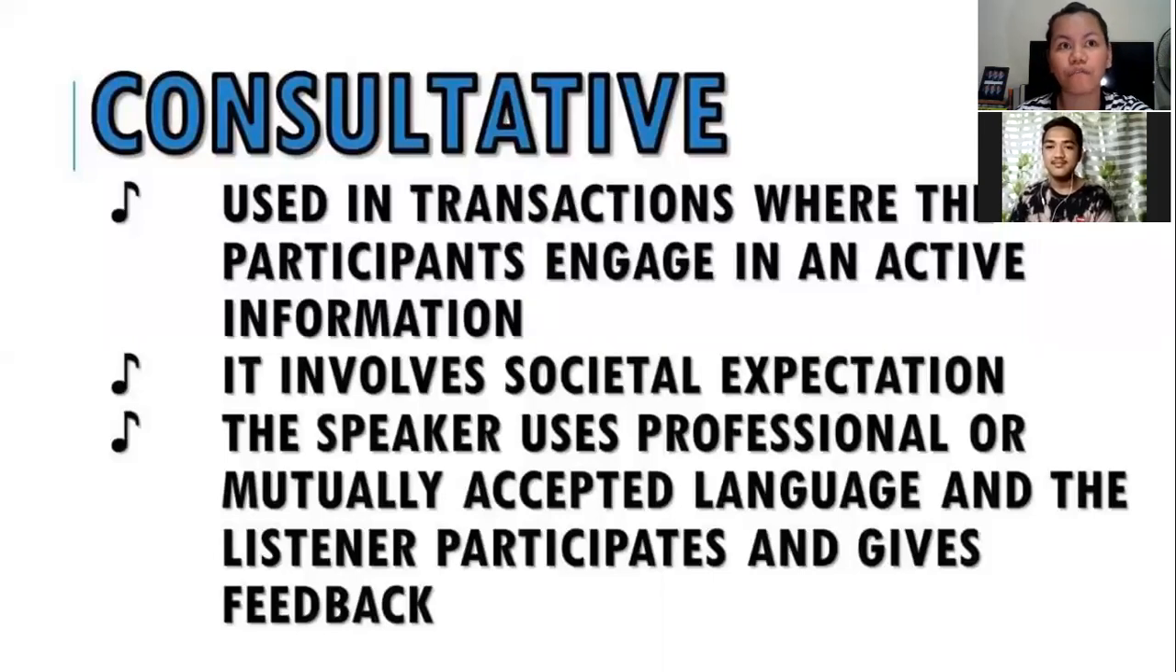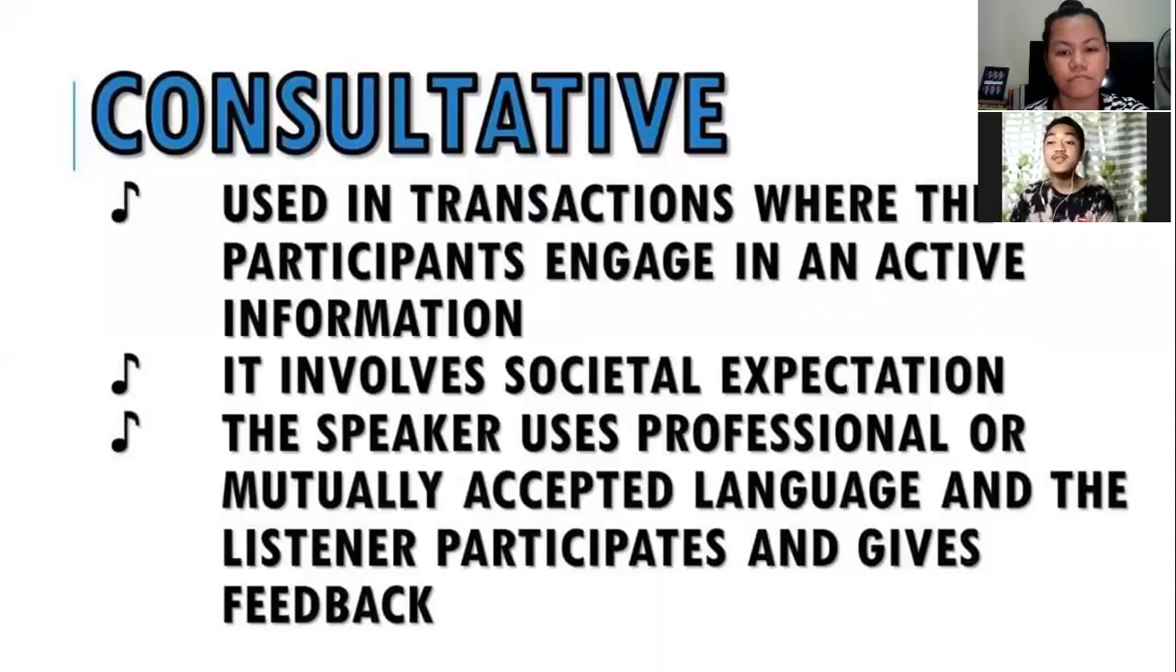Parehas din sa teacher. For example, nagtanong ang estudyante, Ma'am, paano po ito? Expected ng estudyante mo na masasagot mo yun because you are the teacher. Okay? You are the one who taught them those lessons. Moving on. All right.